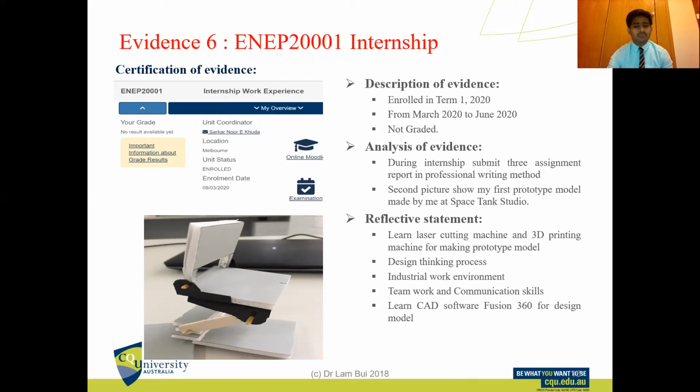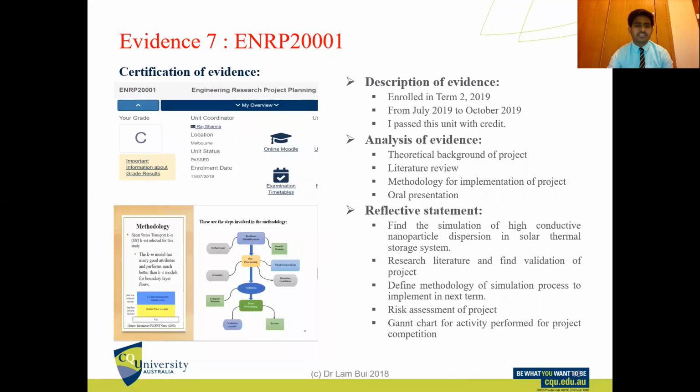Also, I learned some teamwork and communication skills from the internship program, and I also did some design thinking process in this program. Now I am moving on to my seventh evidence, which shows engineering research project planning.